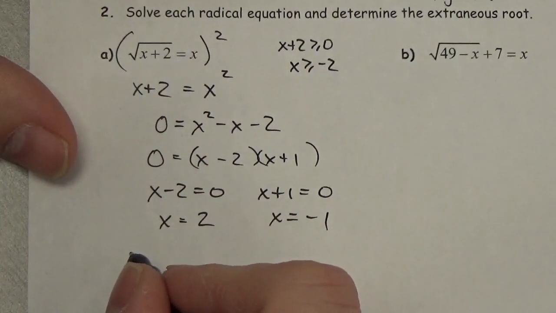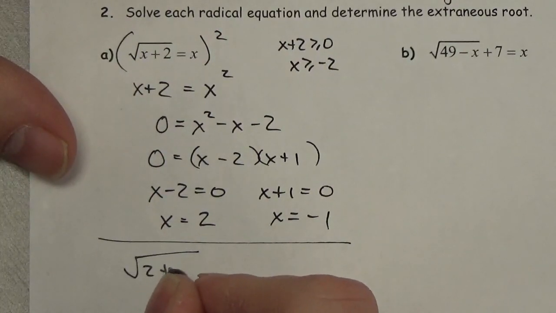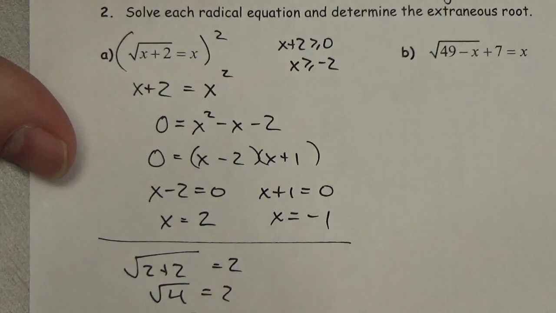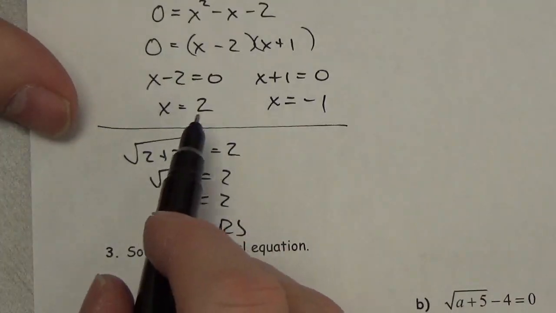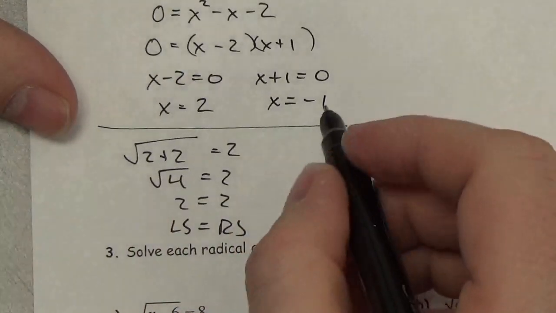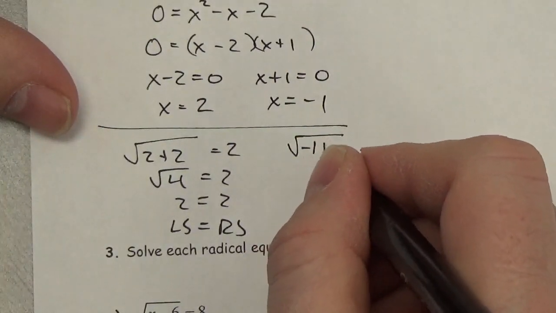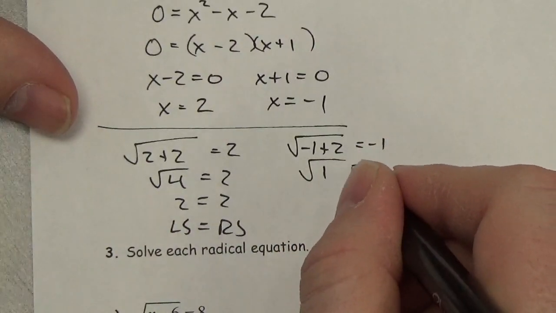If I plug 2 in, so we're going to do the check down here, I'm going to get the square root of 2 plus 2 equals 2. So that's the square root of 4 is equal to 2. 2 is equal to 2. Left side equals right side. I know that x equals 2 is a solution. Over here, I plug that in, and I'm going to get the square root of negative 1 plus 2 is equal to negative 1. Square root of 1 is equal to negative 1.